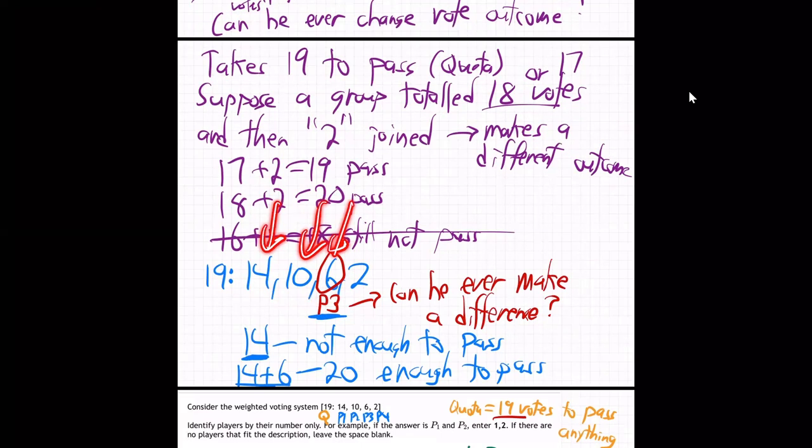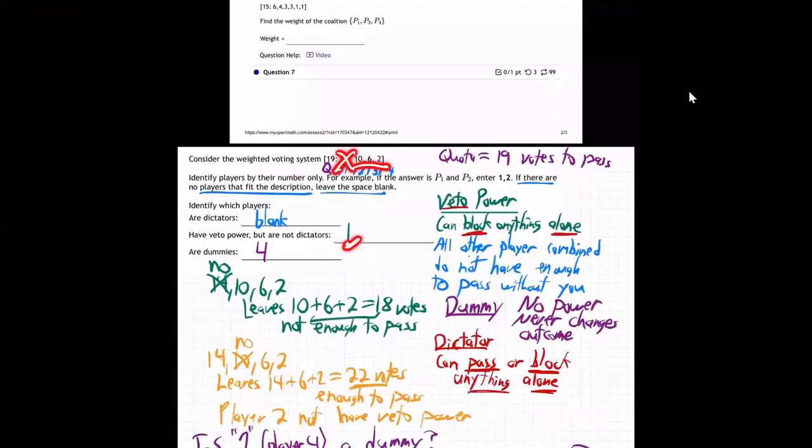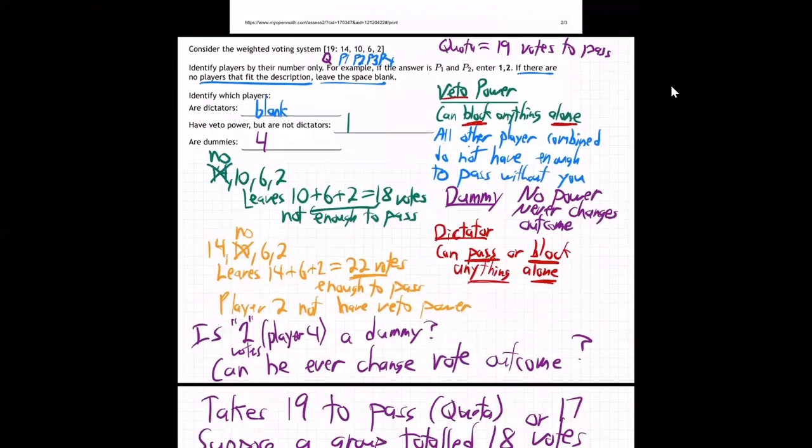So when all is said and done, nobody's a dictator. Nobody has enough to pass something on their own. Player 1 has got veto power, because if player 1 says no, the other players only have 18 votes, not enough to pass anything on their own. So he can block anything alone, but he can't pass anything alone. That's what makes him have veto power, not be a dictator. And then player 4 is a dummy, because player 4 can never make a difference in the outcome. Even though he's got 2 votes, those 2 votes never make a difference. So really, he has no power. He's a dummy. So there we go.